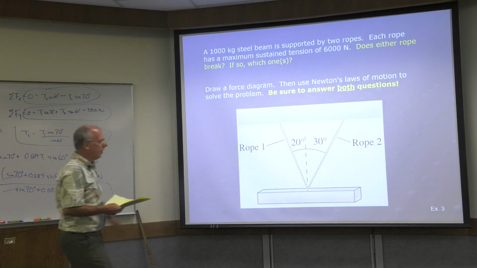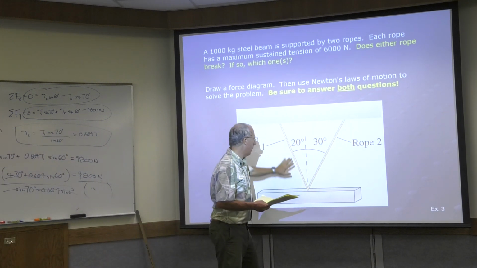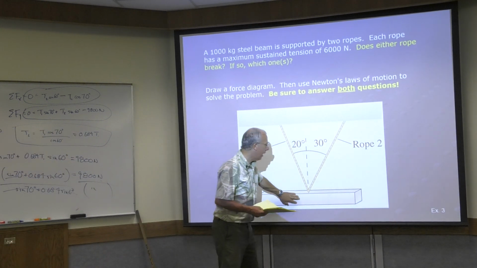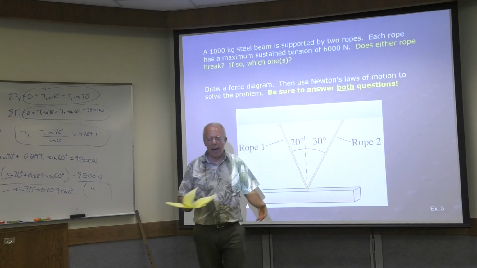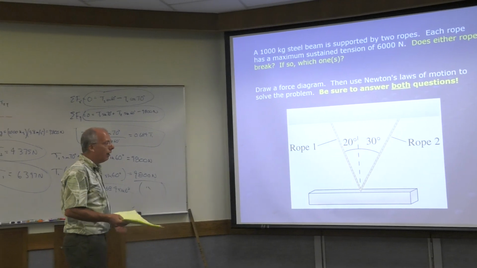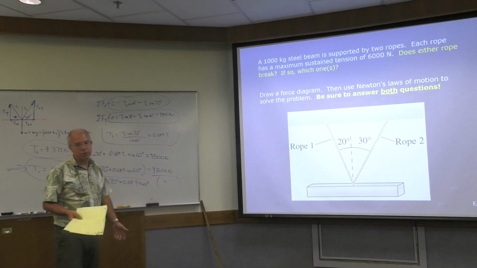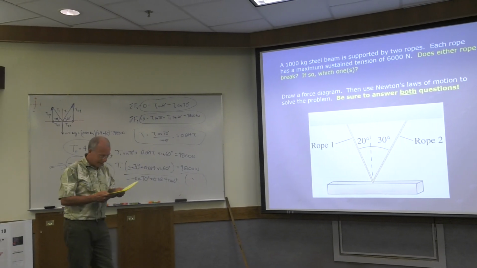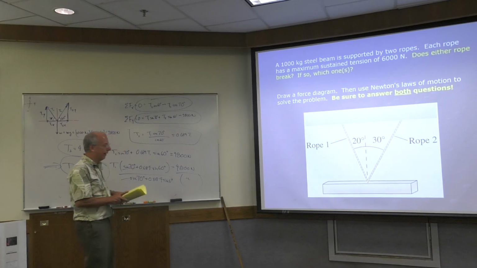So therefore, without rope 1, what's the tension on rope 2? 9,800 newtons. Well, is that bigger than 6,000? Yeah. So what's going to happen to rope 2? It's going to break also. All right? So both ropes break.